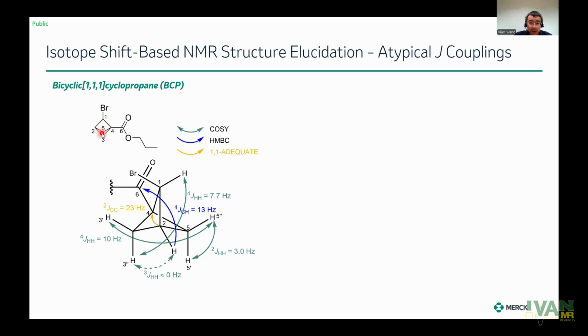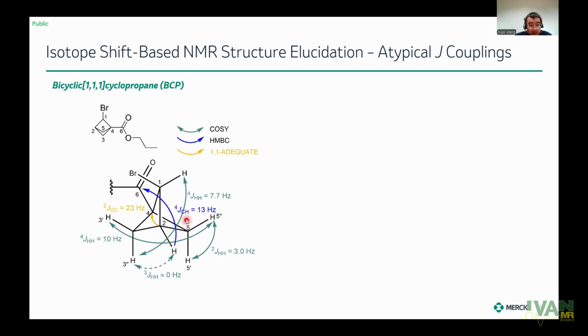So all the protons are non-equivalent right now. And if you look at the coupling, it is very, very strange. Like 3-bond proton-proton coupling now becomes 0 Hertz. And even 2-bond geminal proton-proton coupling is only 3 Hertz. But in contrast, the 4-bond proton-proton coupling, the W-type coupling, now is 10 Hertz and 8 Hertz respectively. And for HMBC, there's a 13 Hertz 4-bond proton-carbon coupling.